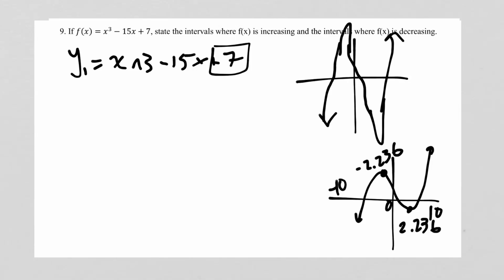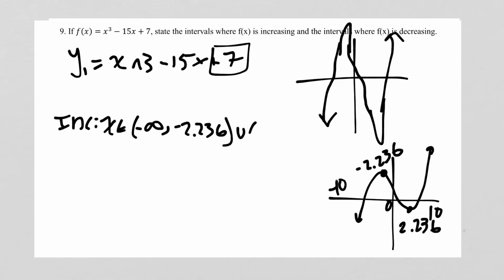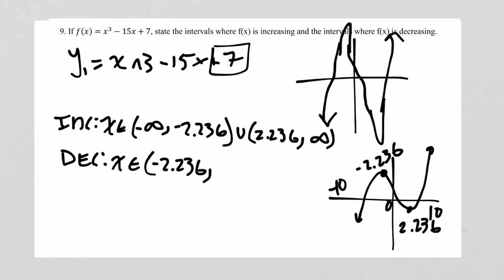But anyways, let's state these intervals. So when is it increasing? Well, it is increasing on the interval from -infinity up to that maximum -2.236. And it is also increasing from that minimum 2.236 up to infinity. Where is it decreasing? Well, it's decreasing between those two values. So it's decreasing between -2.236 and positive 2.236.